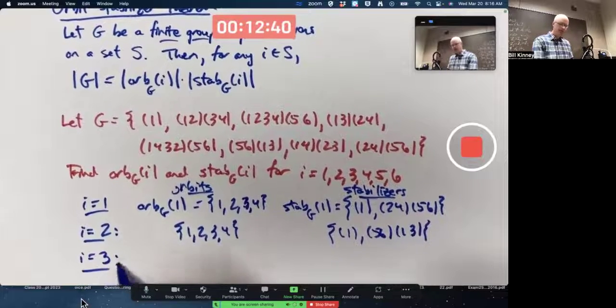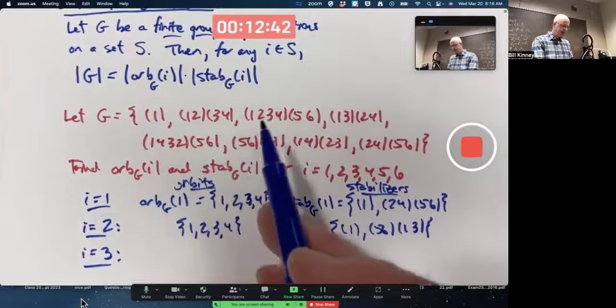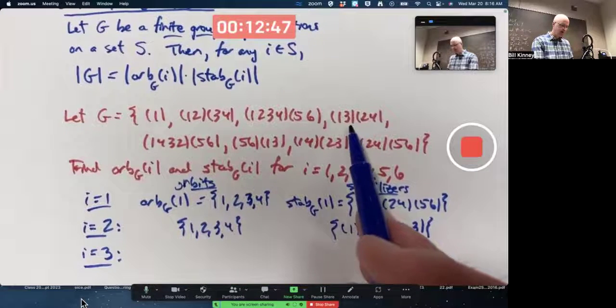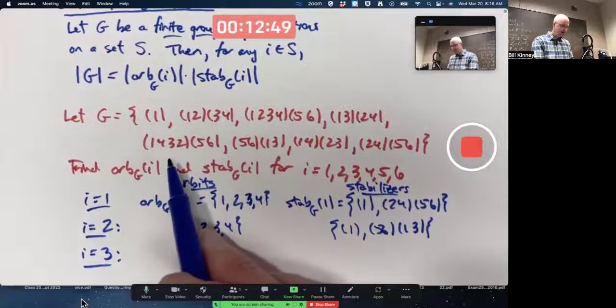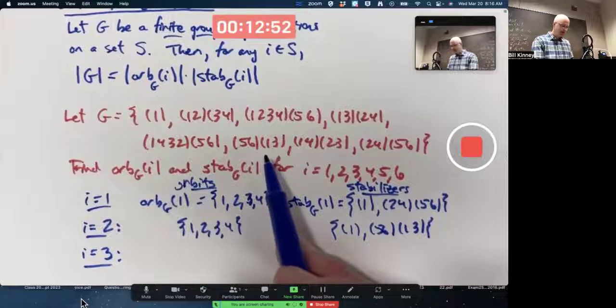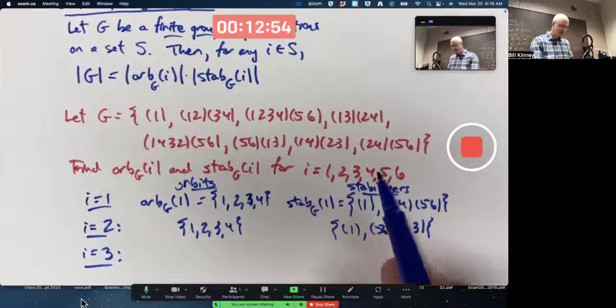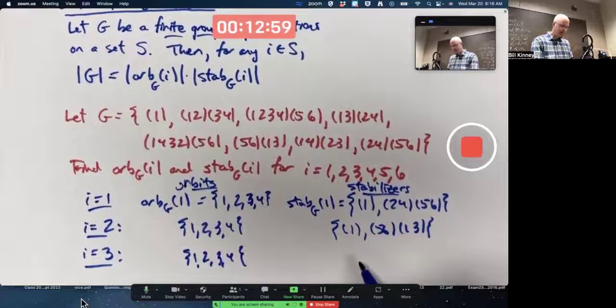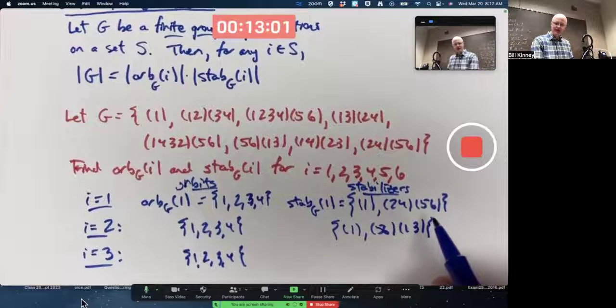I equals 3. Quickly scanning, what does 3 get mapped to? Itself, 4, 4, 1, 2, 1, 2. So it looks like it's 1, 2, 3, 4 again. What's the stabilizer? The stabilizer looks like it's the same as the stabilizer of 1. That can happen. Look at that permutation there. That maps 3 to itself, just like it mapped 1 to itself. It did not map 2 to itself.